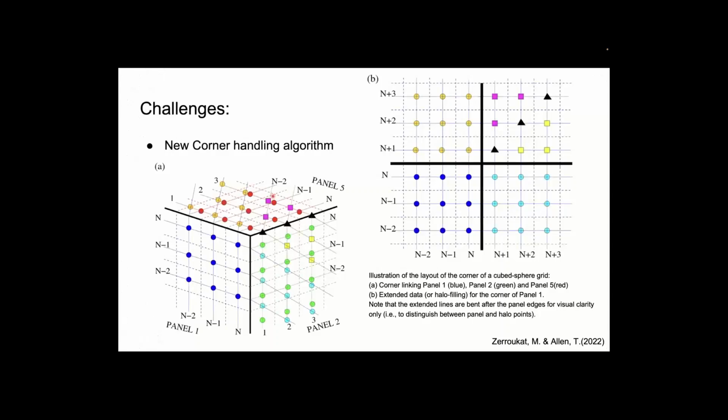So we had also to implement a new corner handling algorithm to populate data here in the corner region. So this is based on Ronchi, Putman and Alan from the Met Office. So if we are here on panel 1, and we have to populate the corner region of panel 1, which is here the squares and the triangles, they describe really nicely how to do that in their paper.